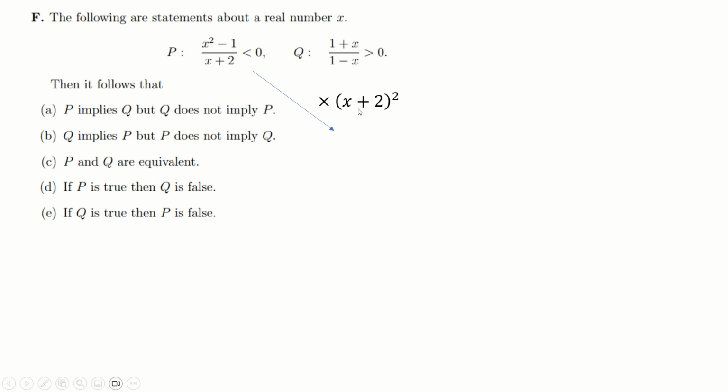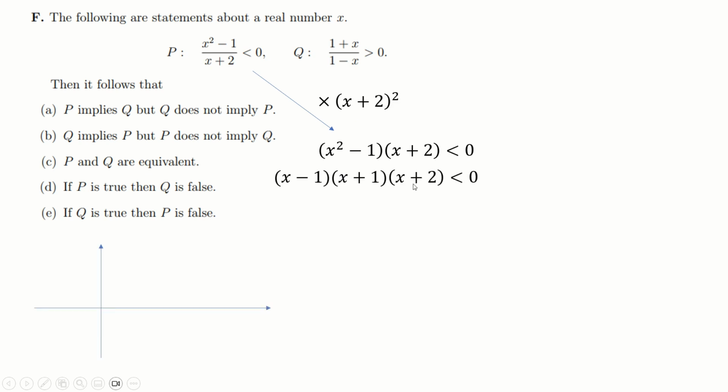because x plus 2 squared is a positive or zero number, which means that when I do that, this inequality will not flip. So this becomes x squared minus 1 times, well, one of these will cancel with one of those. So times x plus 2 less than 0, because of course 0 doesn't change. But of course I can factorize this, difference of two squares. Now this is just a cubic with roots 1, minus 1, and minus 2. So minus 2, minus 1, and 1 here.